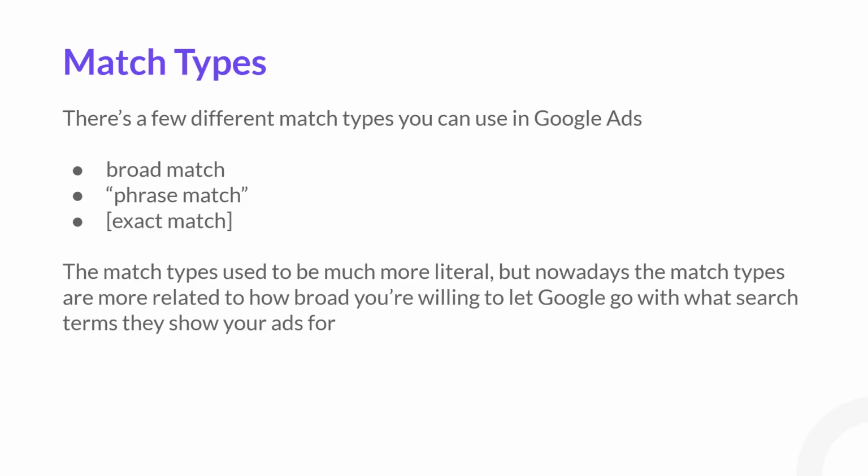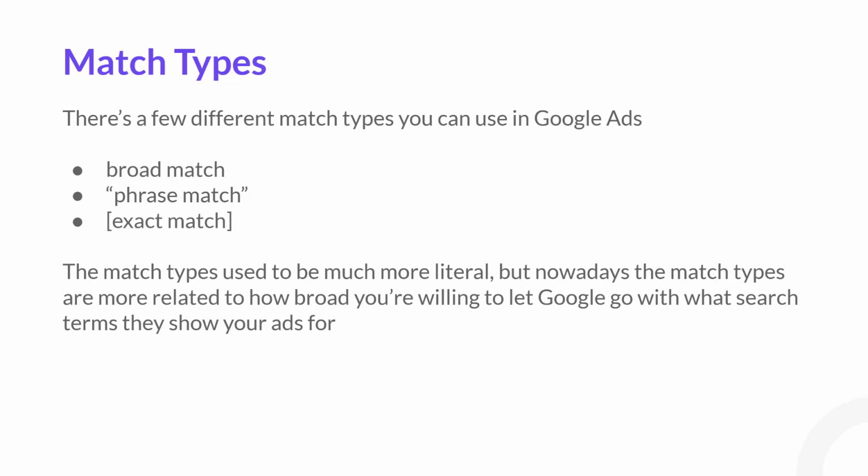And the match types, they used to, I guess, actually mean something. So it used to be that phrase match would mean that your ads would only show up if that particular phrase was used in the actual search. And then exact match used to literally mean that your ads would show up for that exact keyword in Google search. Nowadays, really look at broad, phrase, and exact as kind of a scale of how broad you're willing to let Google go with what they show your ads for.